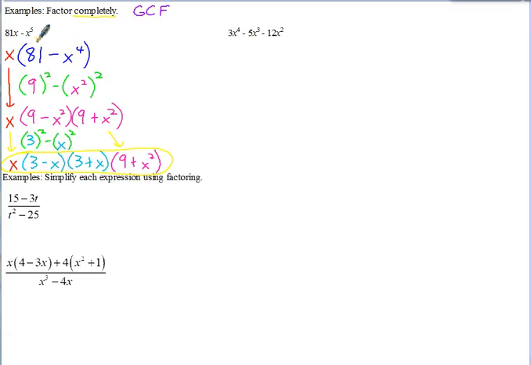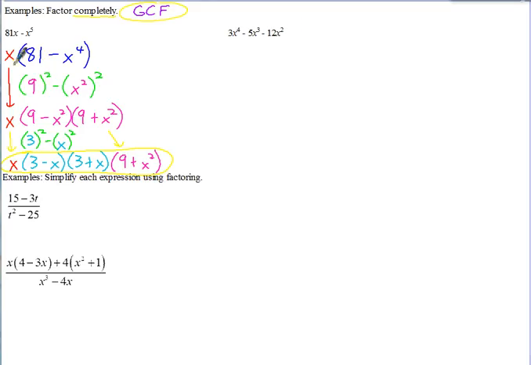This one starts out, the first example started out as a binomial. It had two terms. Notice this one, 3x to the fourth minus 5x to the third minus 12x squared. This is what's called a trinomial. We've got three terms. So again, let's look for the GCF first before we do anything else. So look at the coefficients, 3, 5, and 12. Well, other than 1, there's nothing we can factor out there, but we've got variables x to the fourth, x to the third, and x squared.